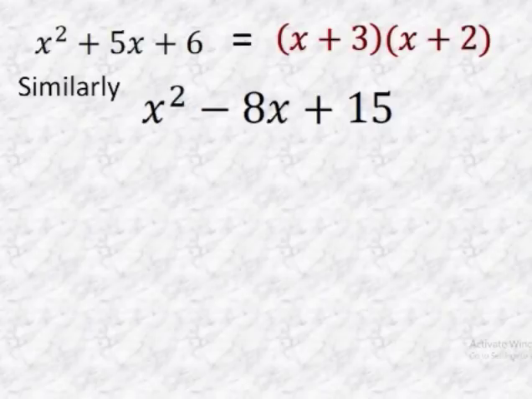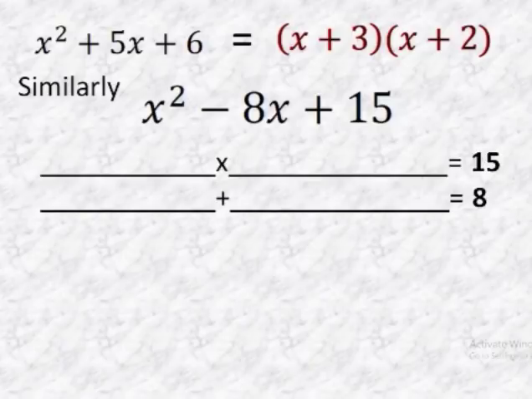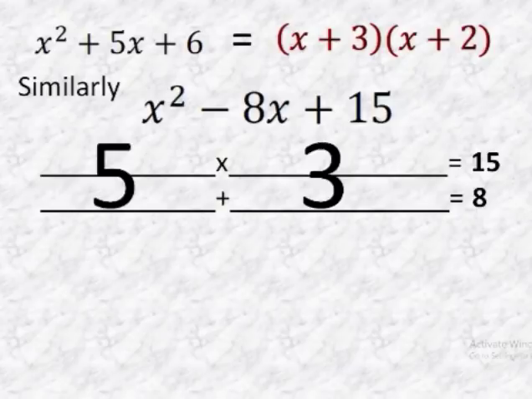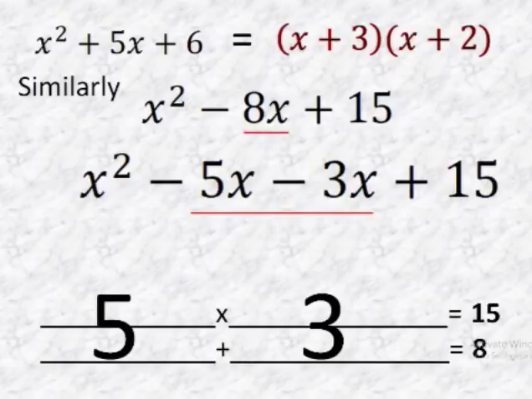Similarly, now we do another polynomial, x squared minus 8x plus 15. Again the middle term will be broken into 2 parts such that the product equals 15 and the sum equals 8. 5 and 3 can be those 2 numbers. So the middle term minus 8x will be divided into 5 and 3. So it becomes minus 5x minus 3x. If we add these 2, we will again be back to the original polynomial.